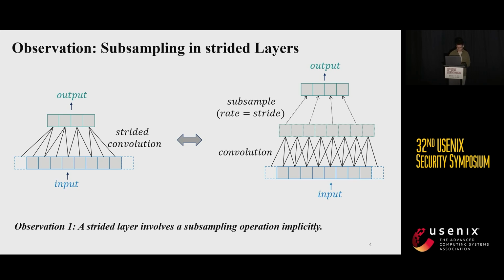So let's see what exactly a stride layer does. A stride layer can be broken down into two steps. The first step is convolution with no stride, and the second step is subsampling with a subsampling rate equal to the stride of the stride layer. So our observation is that a stride layer involves a subsampling operation implicitly.